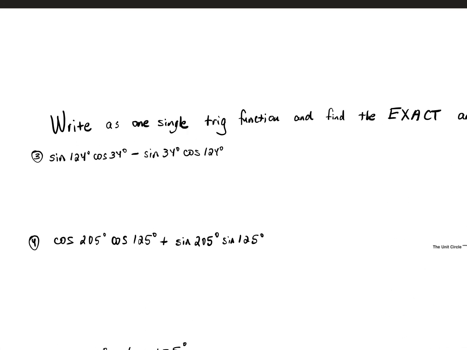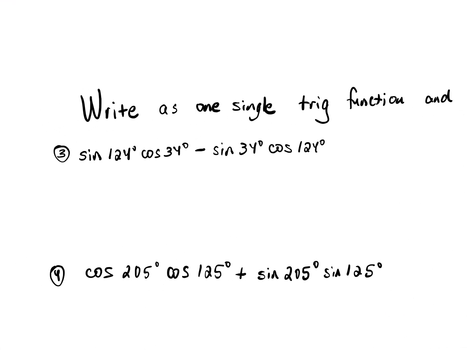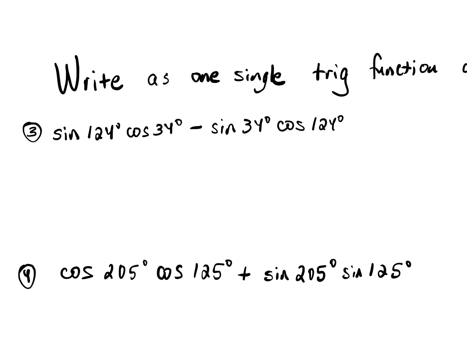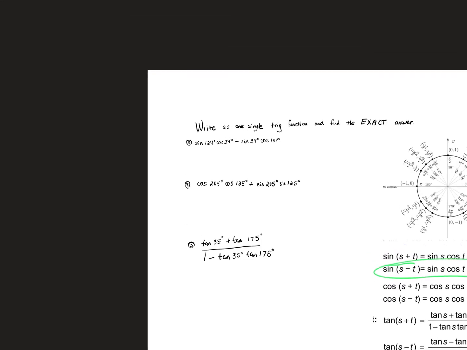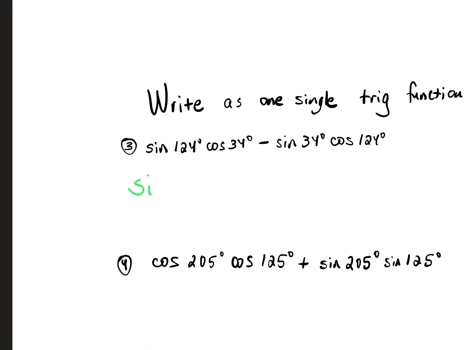What you're going to do is you're going to compare. Okay, look. Which formula are they using here? The one that goes sine cosine minus sine cosine. Look at your formulas. Which one says sine cosine minus sine cosine? The second one, sine of s minus t, right? So you can rewrite this as the sine of what's s minus t? Well, what's 124 minus 34? 90. It's the sine of 90 degrees, okay?